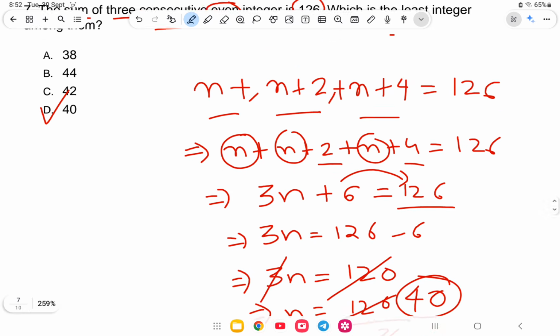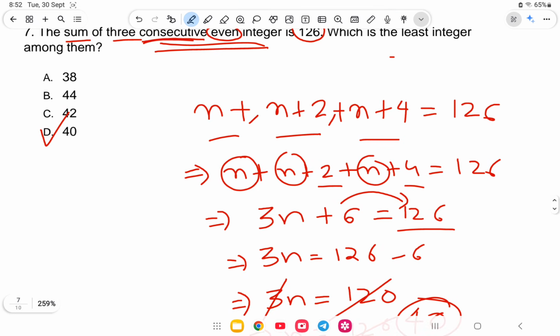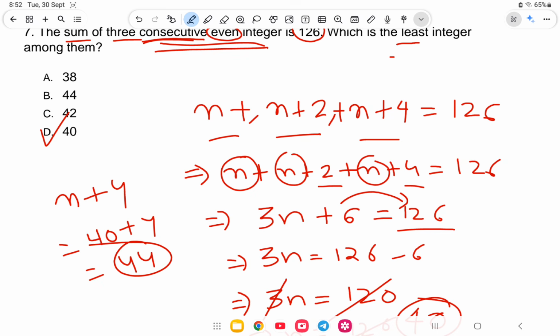The least integer is n and the largest integer is n plus 4. So n's value is 40, plus 4 is equal to 44. So the largest integer is 44 and the least integer is 40. I hope you got this. Let us go to the next question.